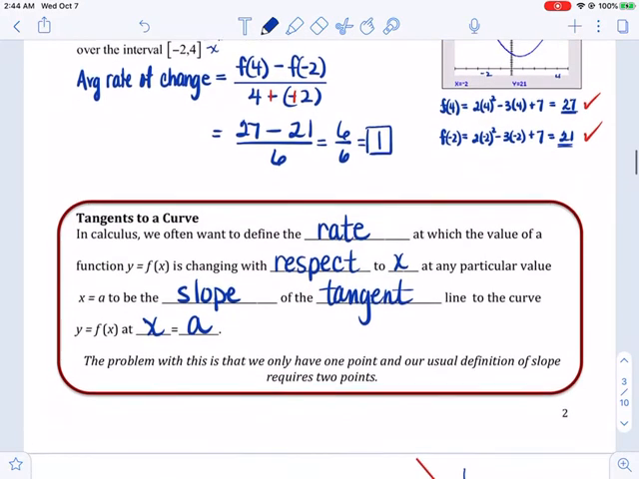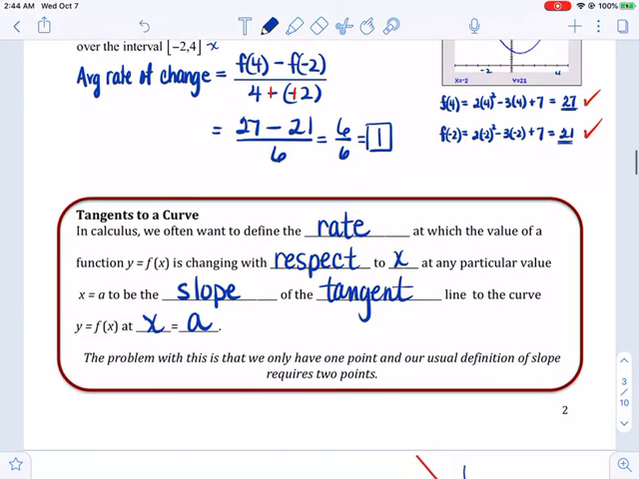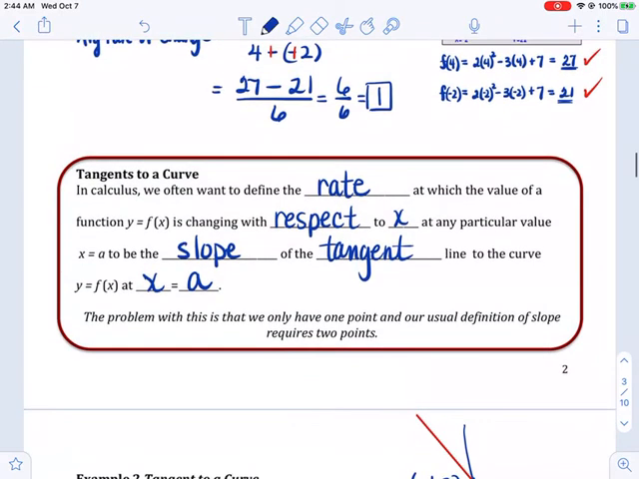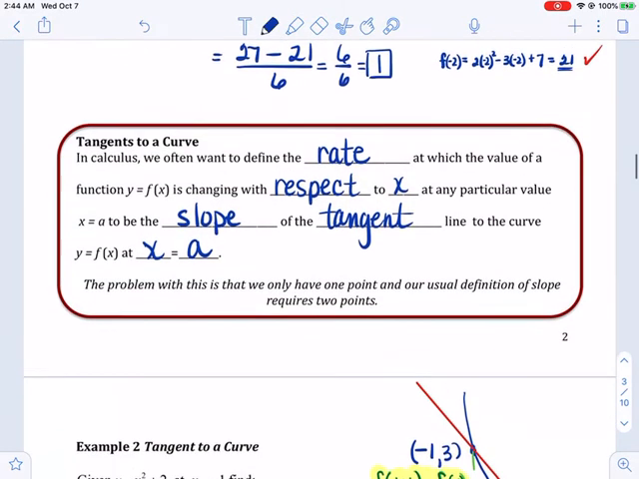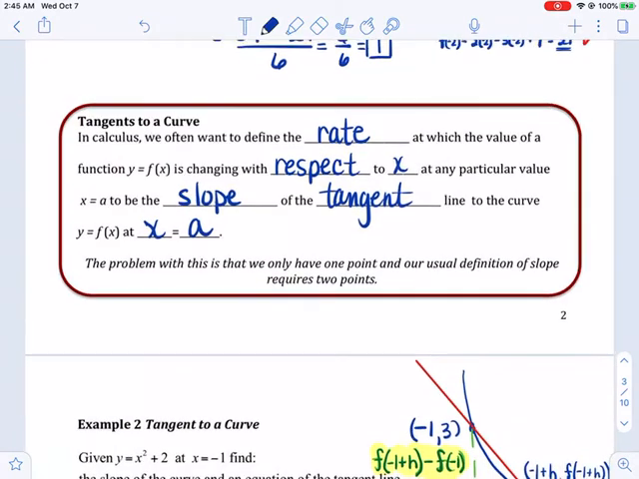So, tangents to a curve. In calculus, we often want to define the rate at which the value of the function y equals f of x is changing with respect to x at any particular x value, x equals a, to be the slope of the tangent line to the curve y equals f of x at x equals a.